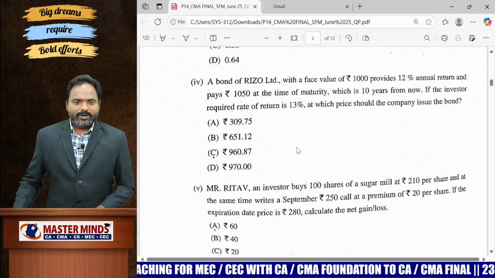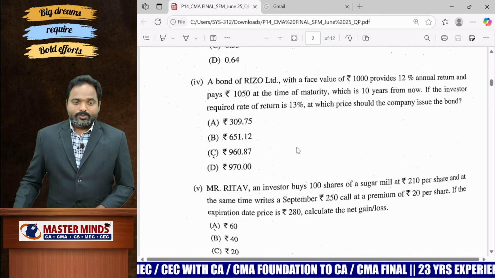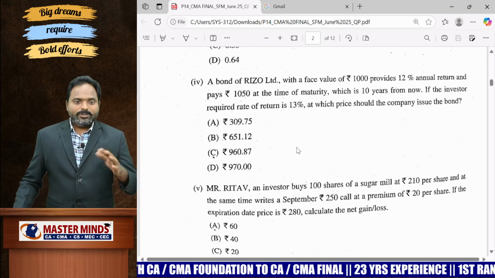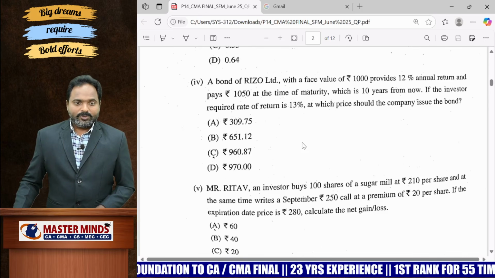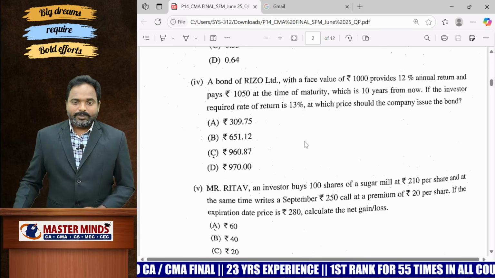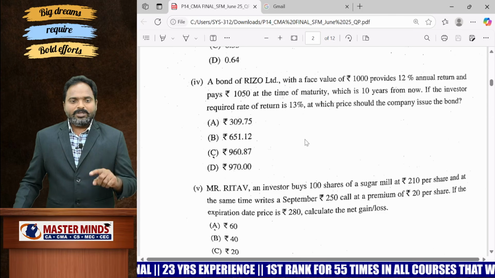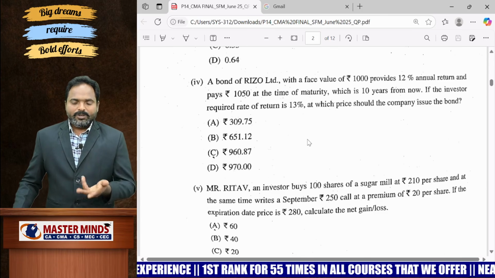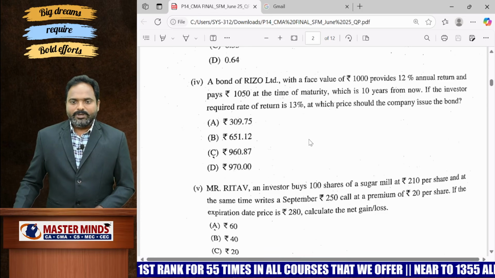In this attempt, the valuation of bonds and shares chapter has been given too much preference. Two descriptive questions, 2 into 7, 14 marks. And 2 MCQs also, 2 into 2, 4 marks. So very good weightage has been given for valuation of bonds and valuation of shares. Valuation of bonds is asked in a descriptive question and valuation of shares also in a descriptive question. And there is one MCQ on valuation of bonds and one MCQ on valuation of shares.